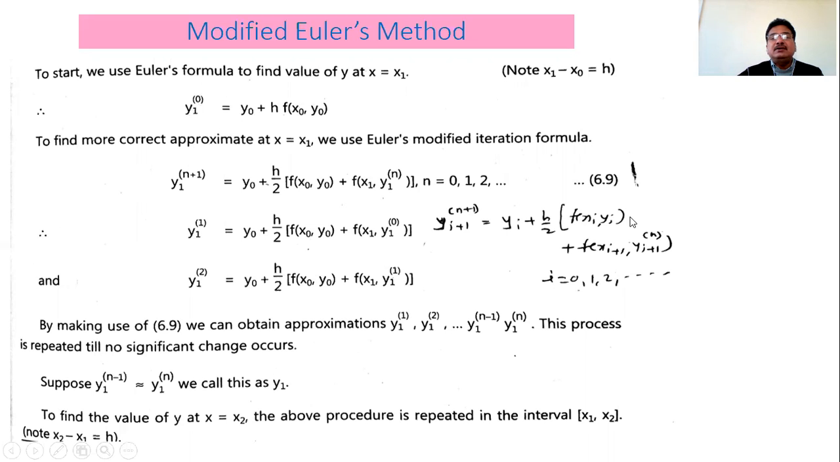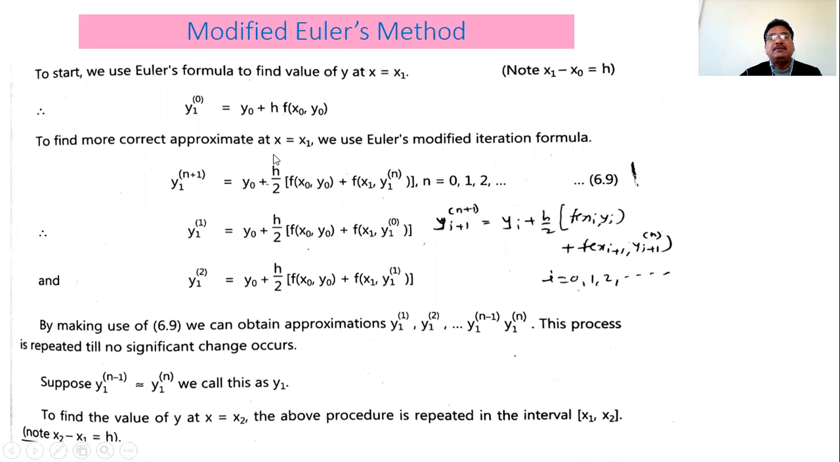Then use this formula to obtain y1, y2, y3, y4. This y1 0 is not final at this place. So how can we find y1? We find y1 1, then y1 2, y1 3 by using this formula. What is y1 1? It is y naught plus h by 2, f of x naught, y naught plus f of x1, y1 0.